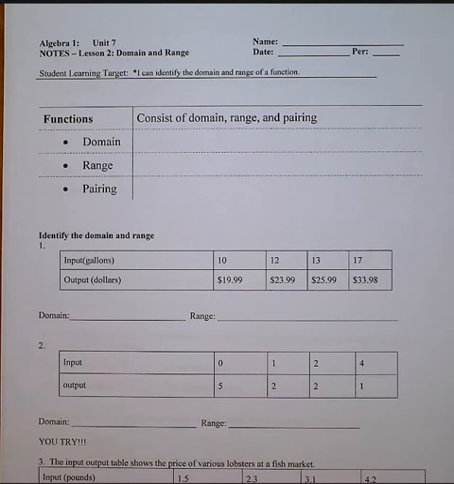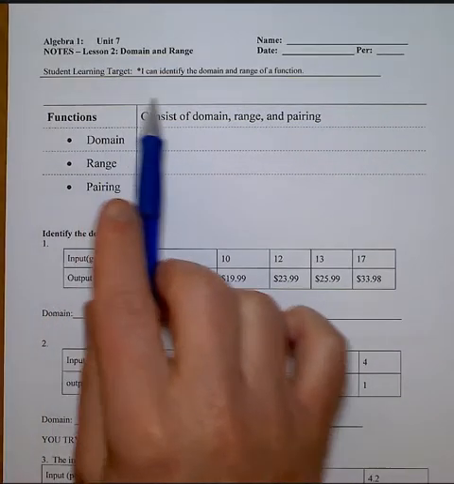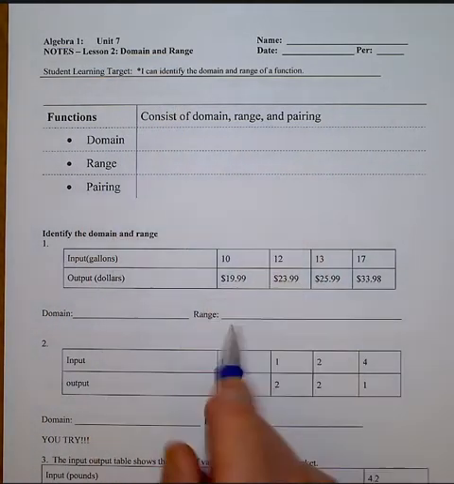Okay, good evening. Here's our lesson 2 for Unit 7, Domain and Range. So our learning target: I can identify the domain and range of a function. So we got to get some definitions.